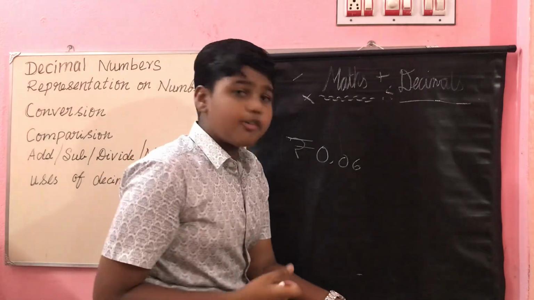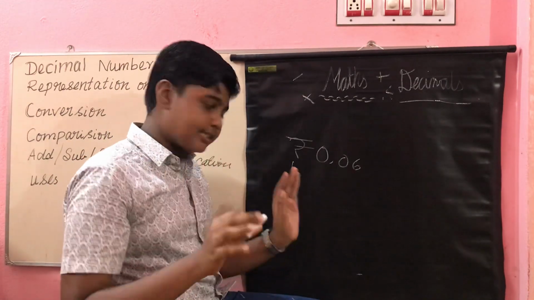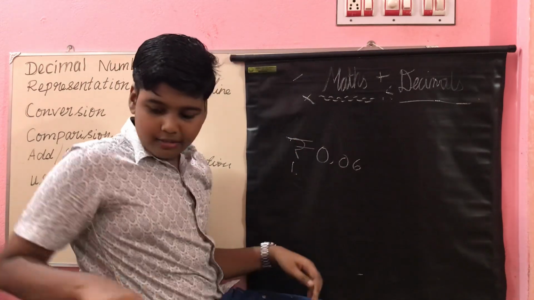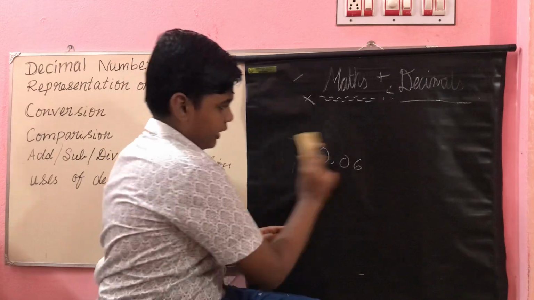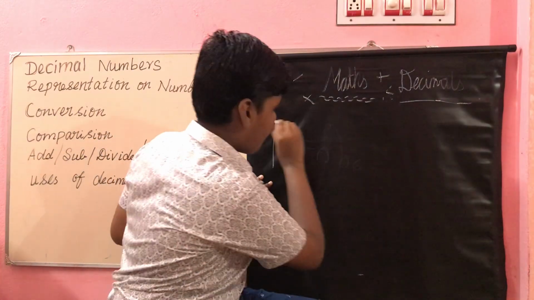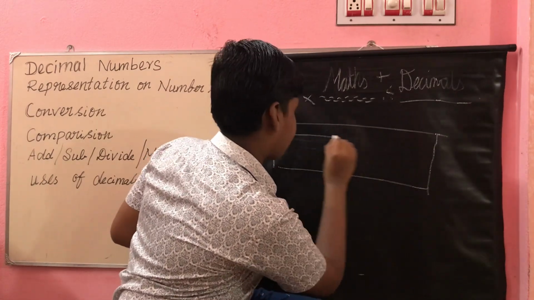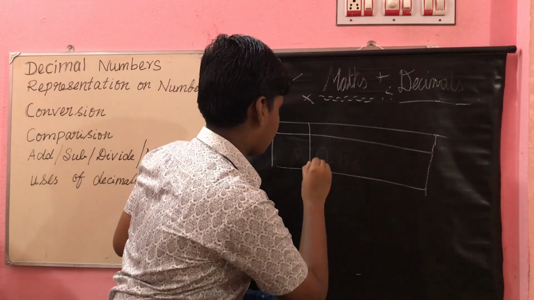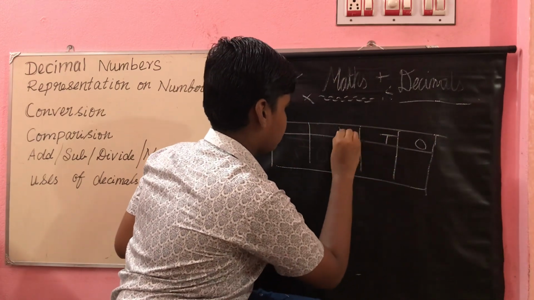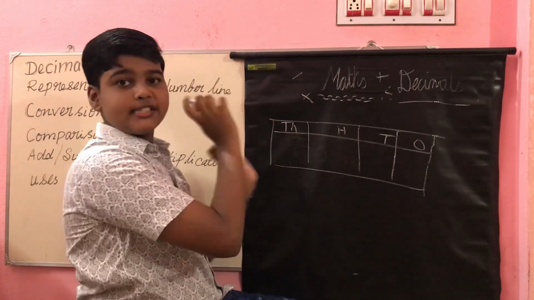Okay. So you all know what a whole number is. Whole number means this. It is a whole number. Do you know the place value chart? Okay, I'll draw it and teach you. First, I'll draw the whole number place value chart. So this is ones, tens, hundreds, thousands.